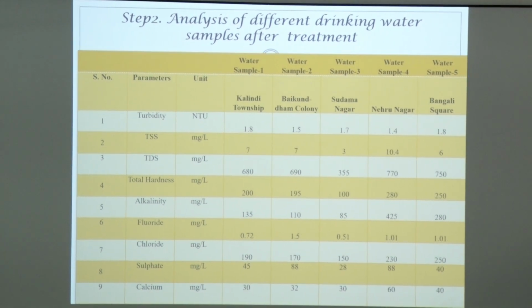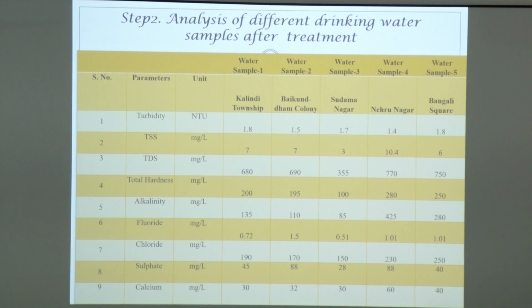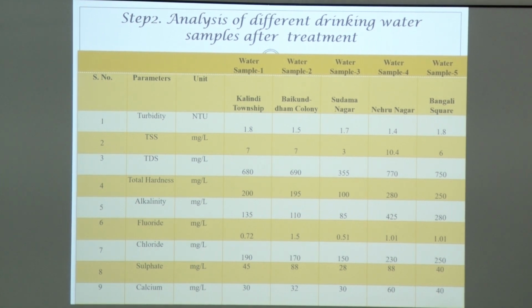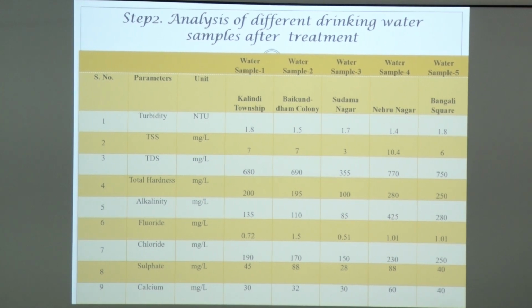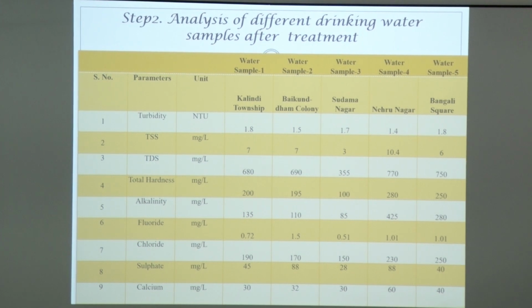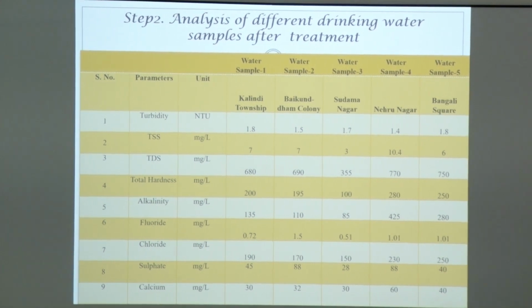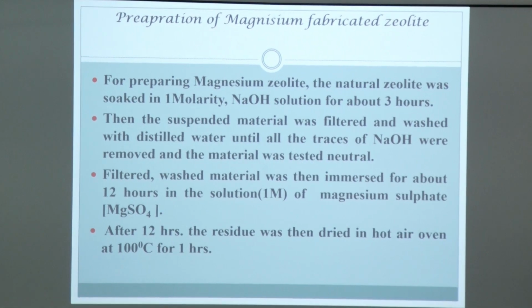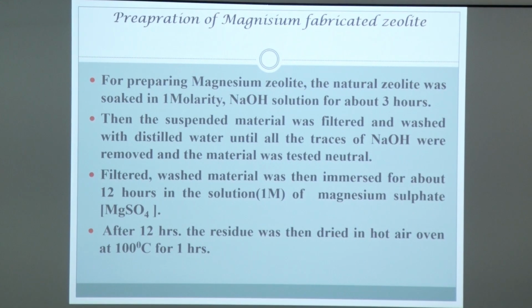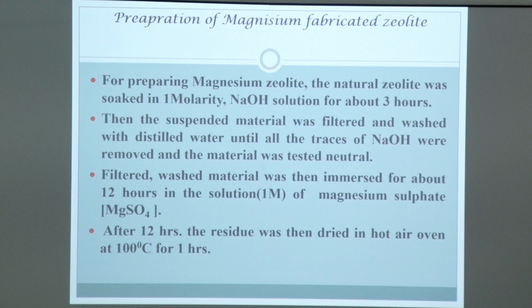And after that, the result is found 200. It means to some extent, hardness is decreased, alkalinity is decreased, fluoride, chloride, all these ions are decreased. So why can we not have such type of economic options? The main aim of my research is this. And for that purpose, the magnesium fabricated zeolite, how I have prepared, the method I have shown through this slide.